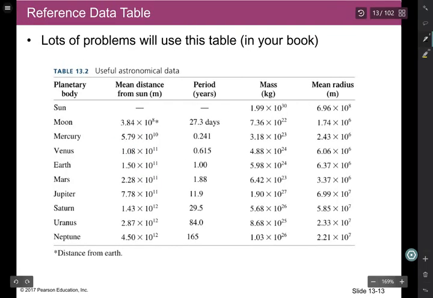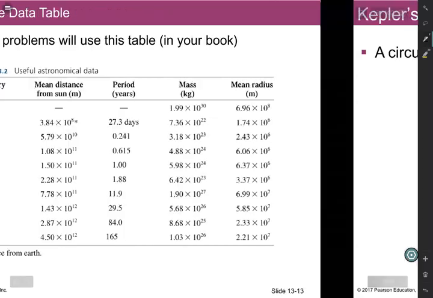Okay, so the next thing, we're going to be doing a lot of problems involving astronomy data, because that's where a lot of these gravity calculations are relevant. So this table, which is in your book as well, is super relevant to keep on hand, right? If it asks you for the mass of the moon or the orbital period of the moon or anything like that, you can look it up in this table, or Google, right? Just keep that in mind. This is a reference.